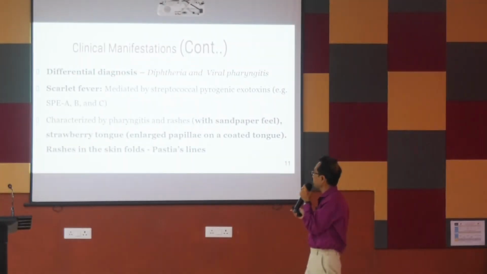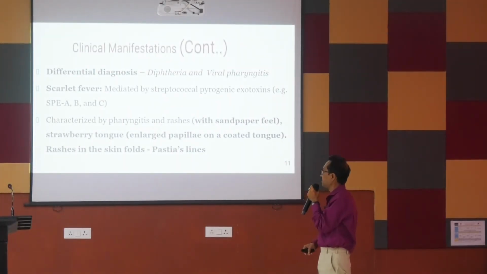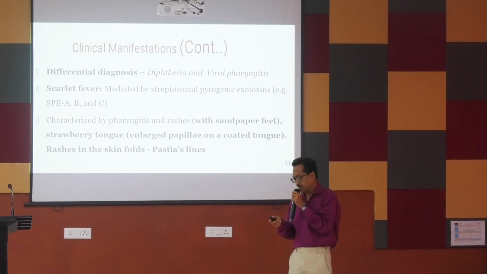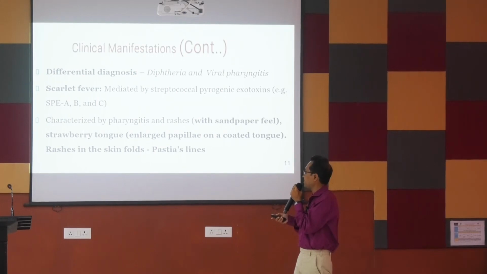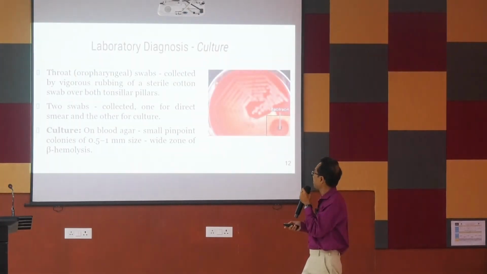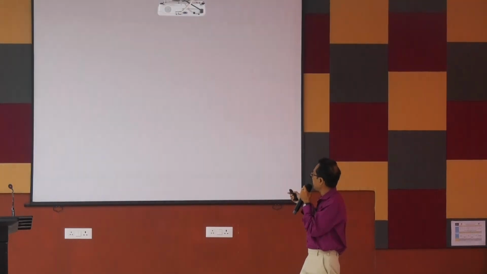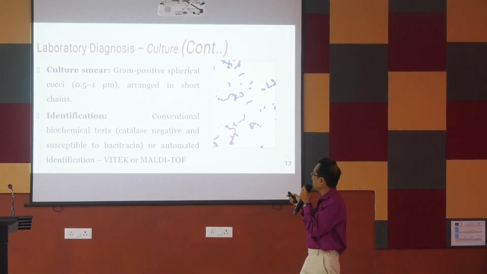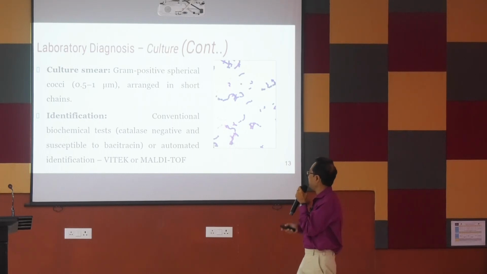Now how will we diagnose? The differential diagnosis, as I have told, is diphtheria and viral pharyngitis. So the diagnostic method would be the same, whether it is a streptococcal pharyngitis or diphtheria. Same culture, and that will be gram-positive cocci in chains.